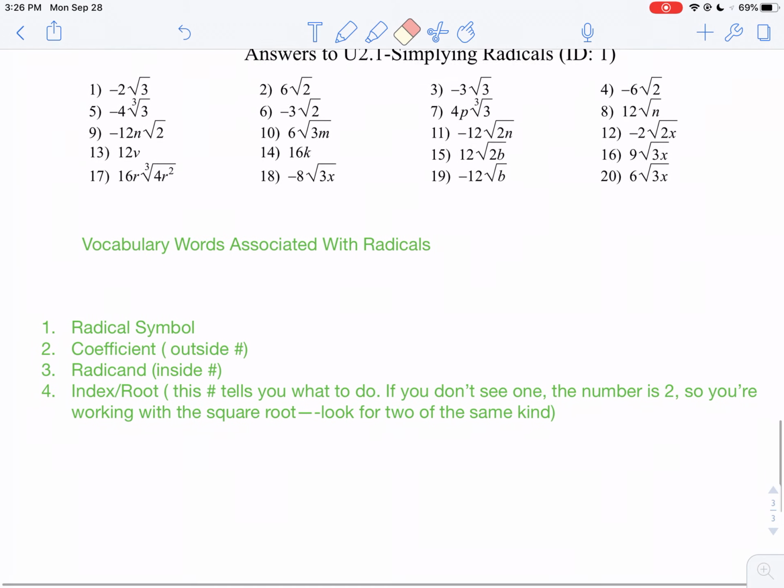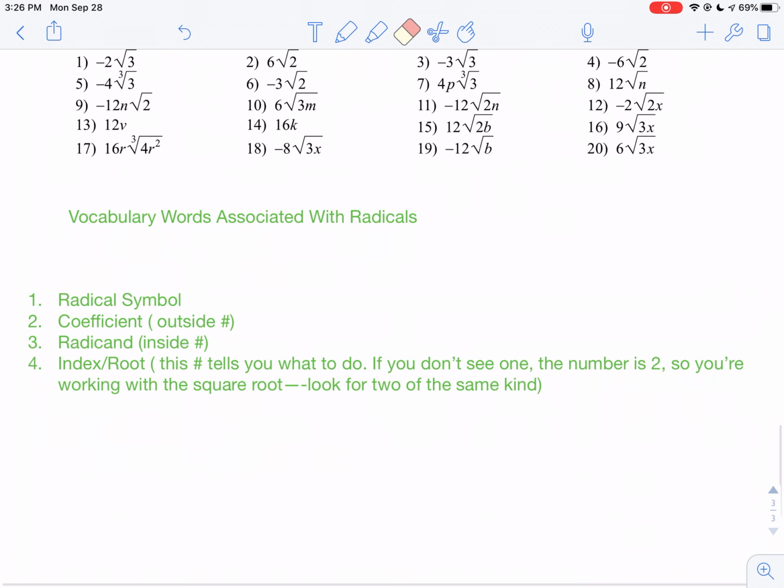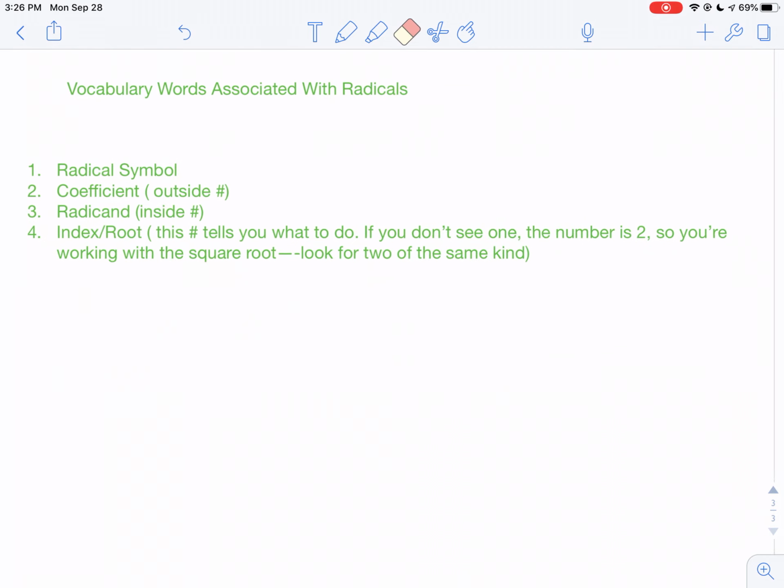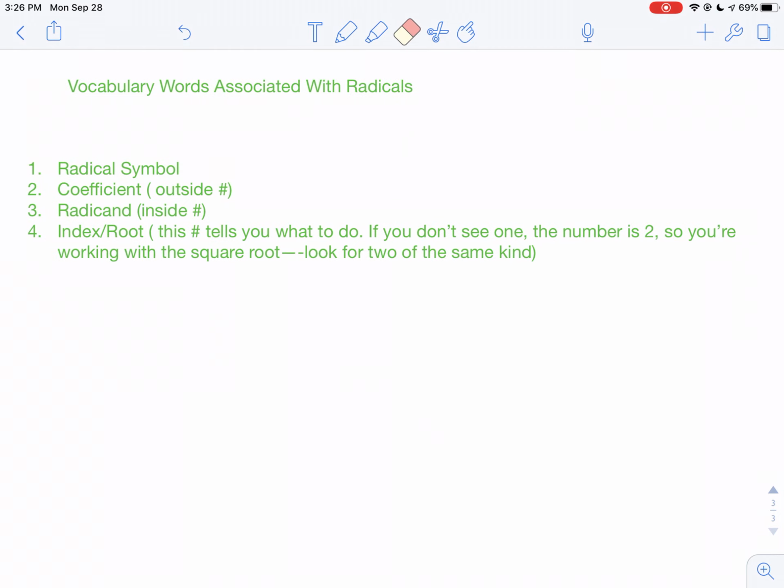This is 2.1. Again, I'm going to start by defining the words associated with radicals so that you know how to simplify them, and when I refer to the words, you know what I'm talking about. So the first thing is the symbol itself. It looks just like a V with a long tail. And there are three things that you need to know about the radical. There's always a number outside. If you don't see it, it's a 1. So there's always a number outside.